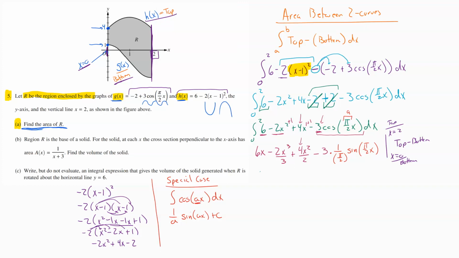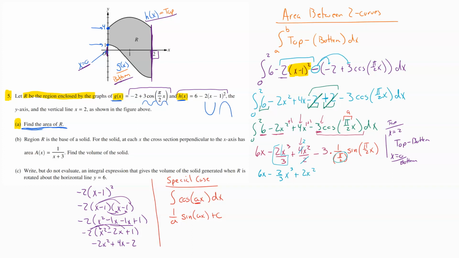So what I can do, there's not a whole heck of a lot. I've got 2 over 3. I'd rather pull that constant to the front. Think about fractions up front like that. Then 4 over 2, I could cancel that 2 out of there. That's going to get me plus 2x squared.